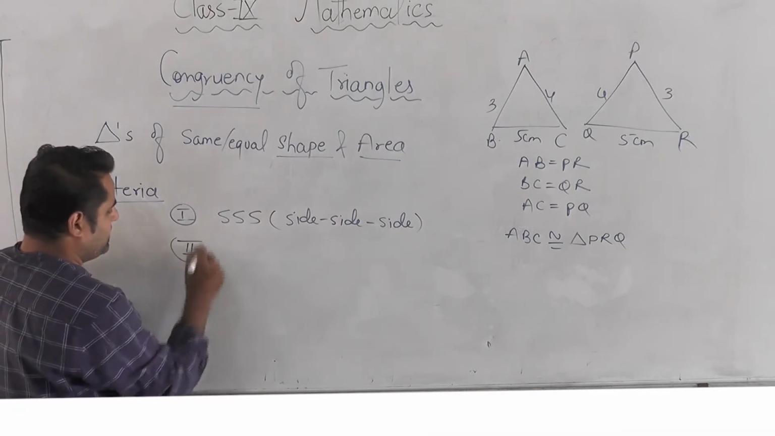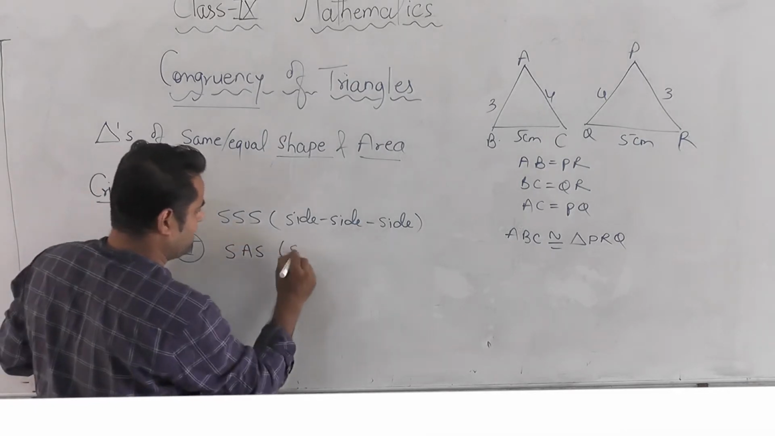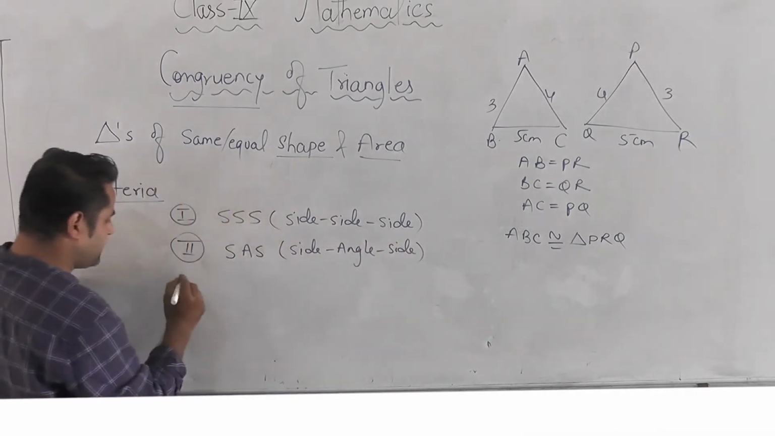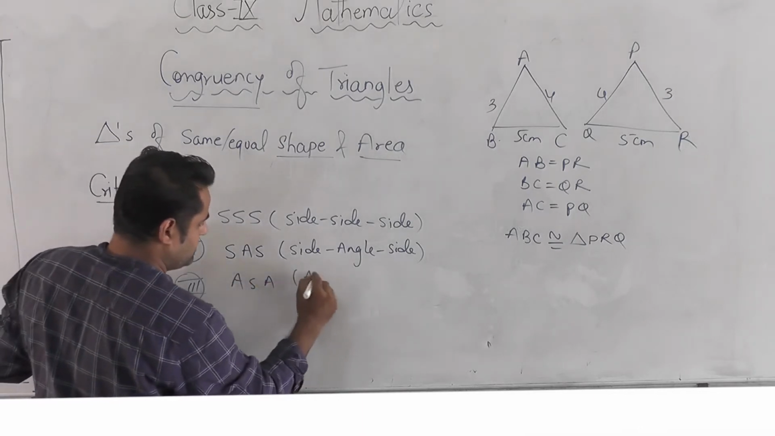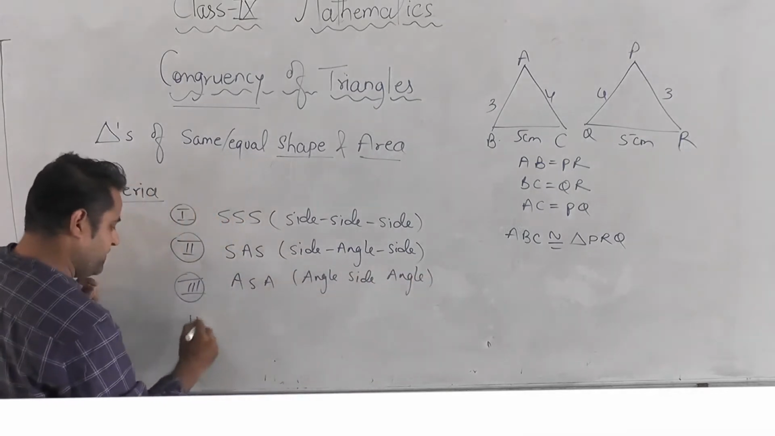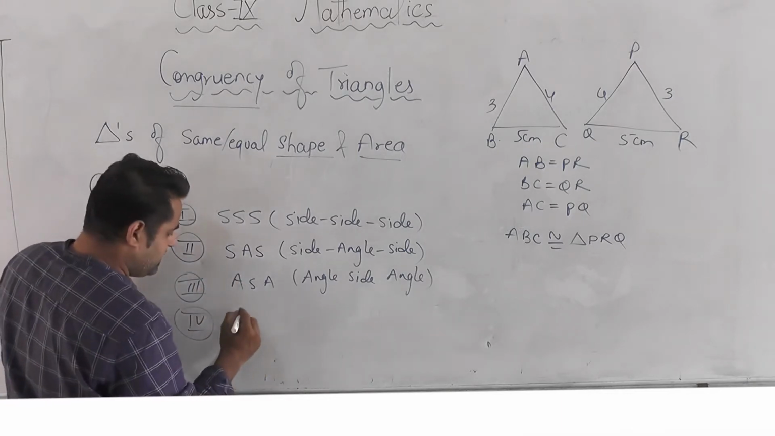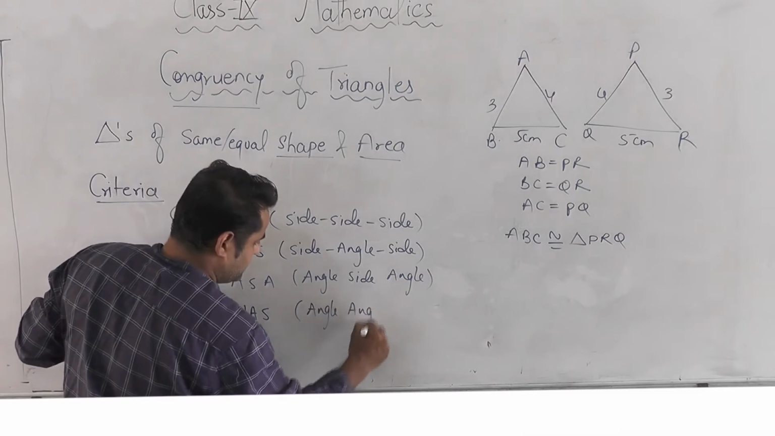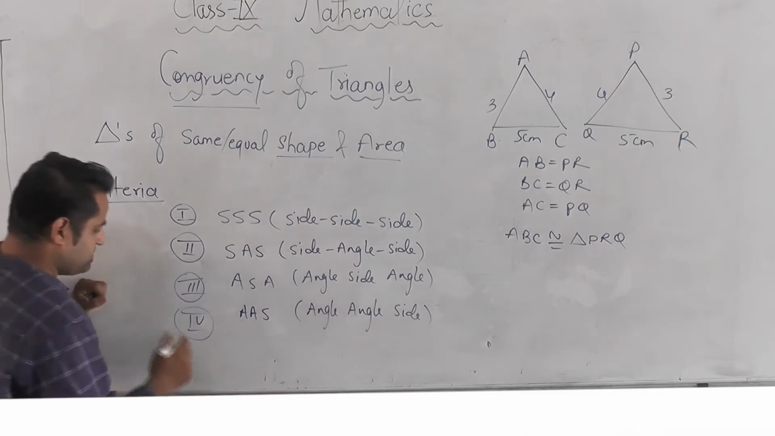The second criteria for the congruency is side, angle, side. The third criteria is angle, side, angle. We will understand each of the criteria one by one by seeing each type of question. Then angle, angle, side: two angles and a side. Okay, there is no side, side, angle property. Just to remember that.